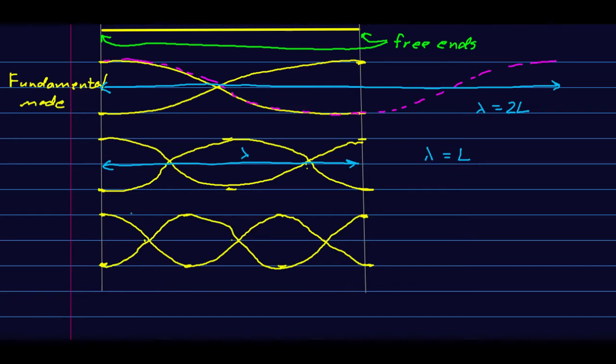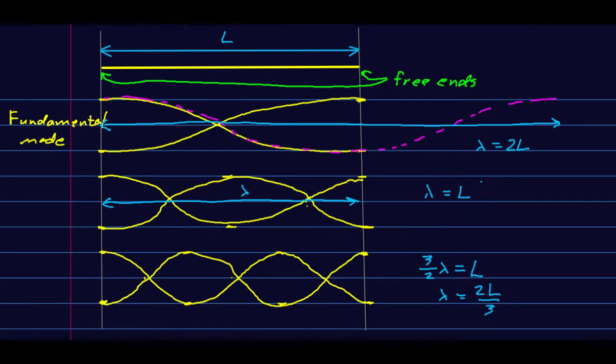And again, you can count half wavelengths, antinode to antinode: half a wavelength, 2 halves, 3 halves. So we have 3 halves of a wavelength in L. Or in other words, the wavelength is 2/3 of L, or 2L over 3. There's a pattern we can spot here.